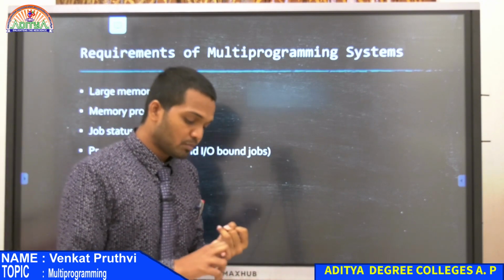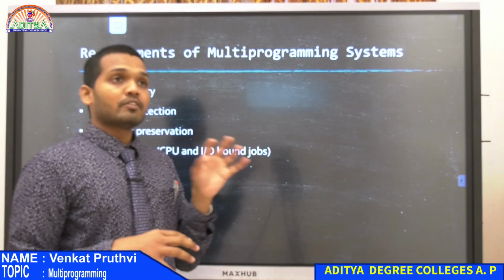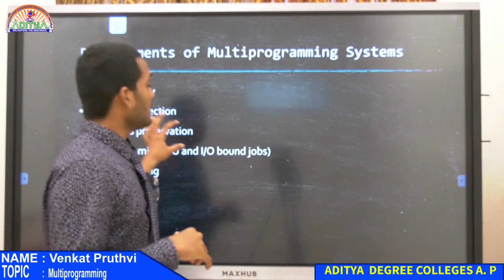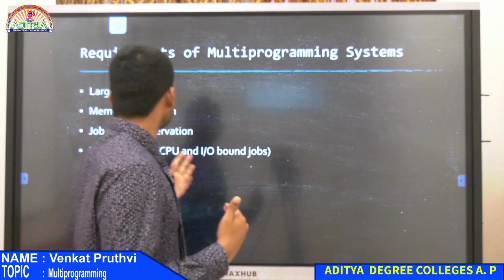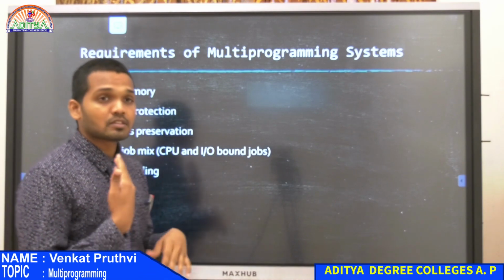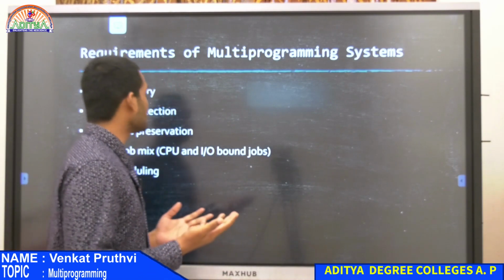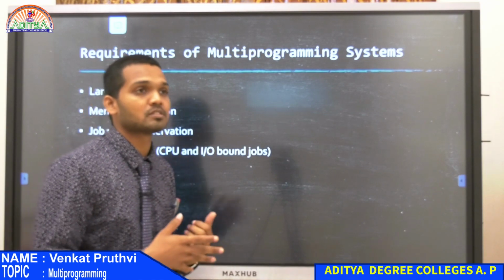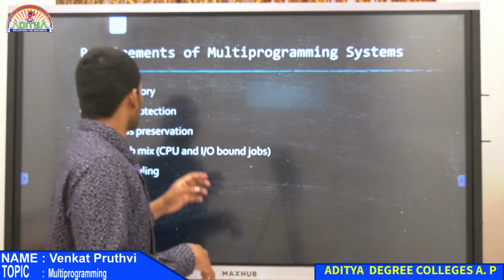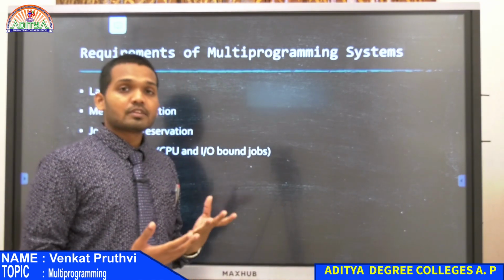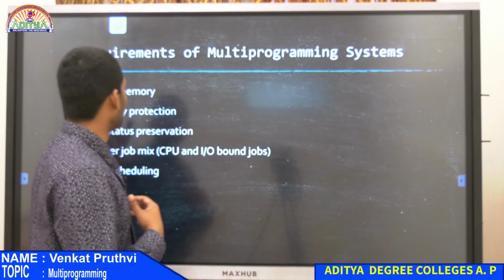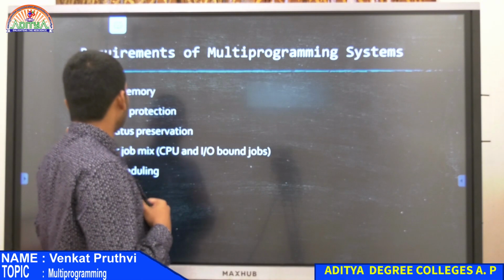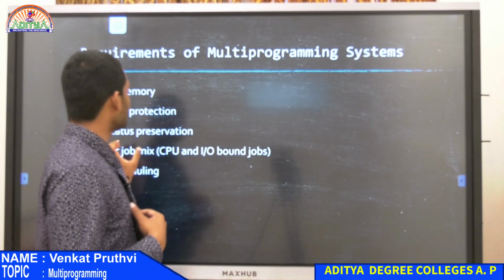Memory protection is very much required because whatever the processes are happening, they all need to happen one after the other, and even if there is no protection to the data that is available in the multi-programming systems, the reliability and the accuracy of the systems wouldn't be there. So that is the reason we need to have memory protection. And then we have job status preservation.